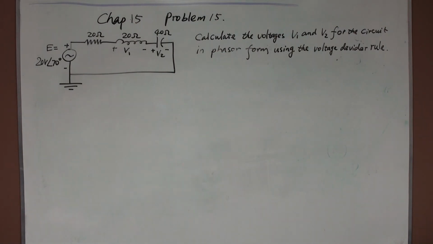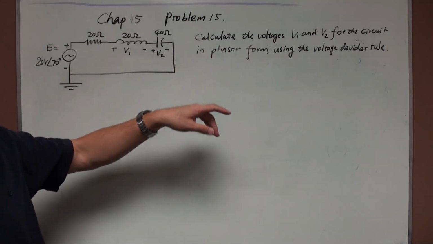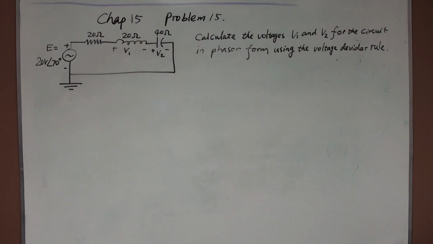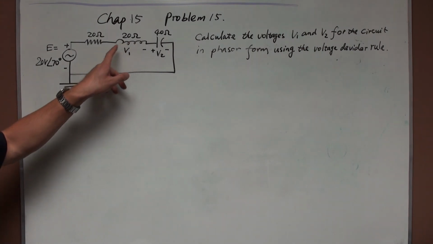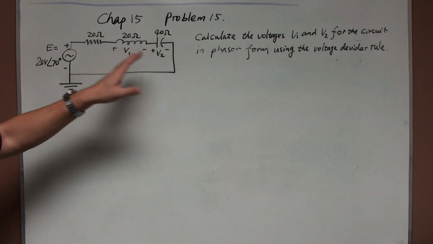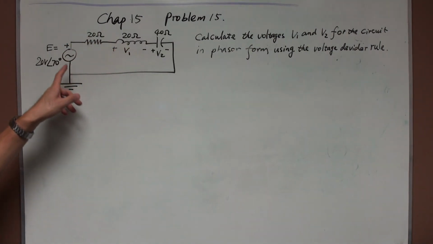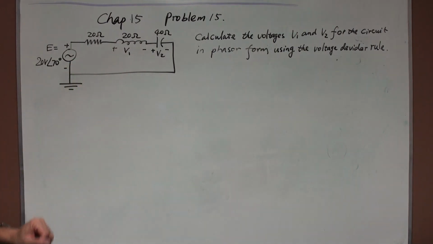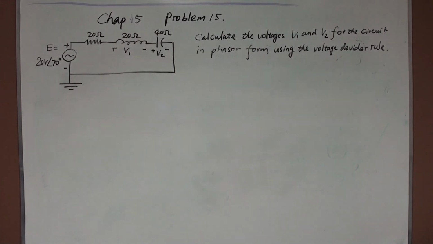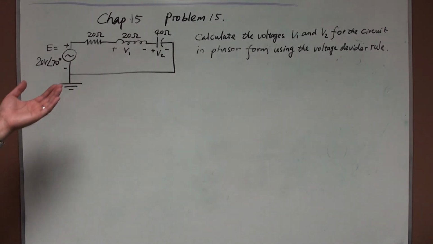Okay, so for this problem, we have this circuit, and we want to calculate the voltages V1 and V2 for this circuit in phasor form using the voltage divider rule. So we have to use the voltage divider rule. All right, so how can we find the voltage V1 and V2? In fact, we can actually calculate the current first and use the current times the reactance.